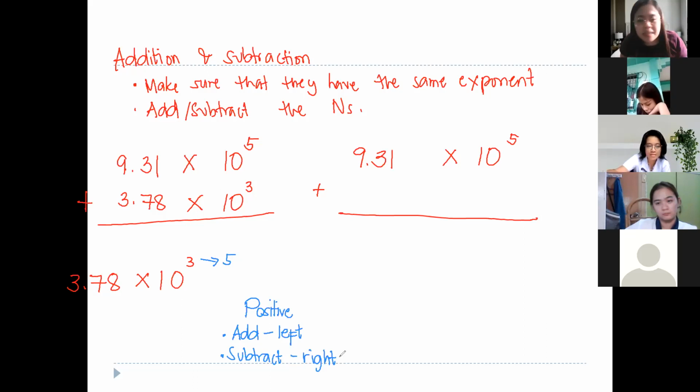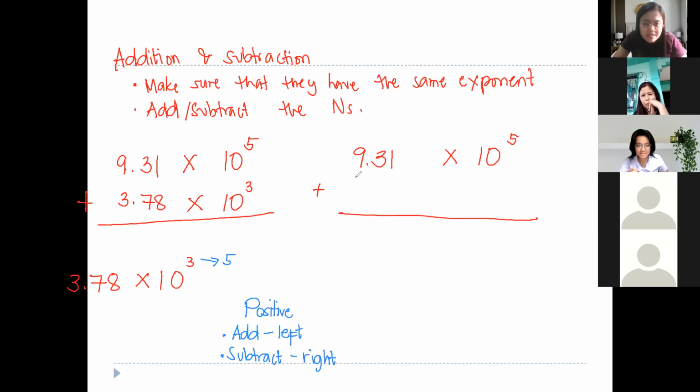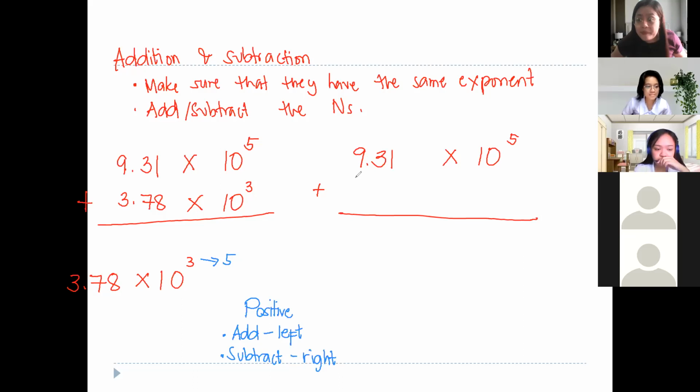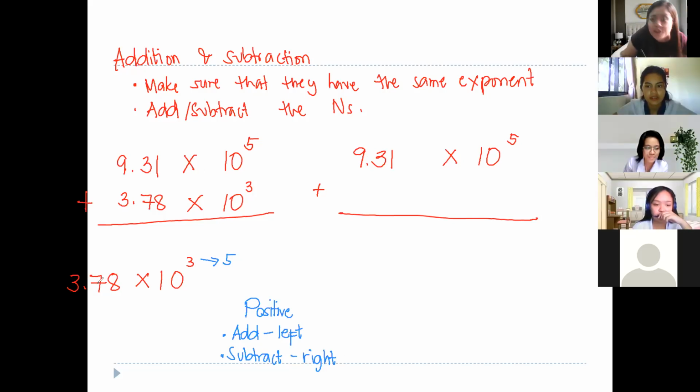Now, our given here is 3.78 times 10 raised to the power of 3. We make it 5. Are we adding or subtracting? Adding, ma'am, because that is a larger number. So where should we move the decimal? To the left. How many times do we move? Twice, because the difference between 5 and 3 is 2. So this is the decimal here. We'll be moving to the left. So 1 and then 2.